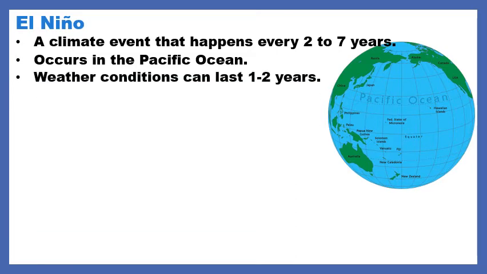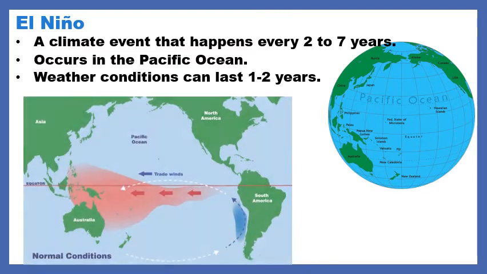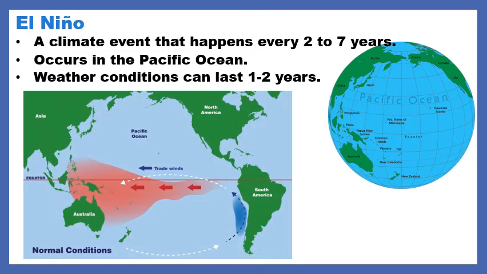And the weather conditions for El Nino can last 1 to 2 years. So that's a pretty long time for weather. So let's look at a normal day, normal conditions in the Pacific Ocean.